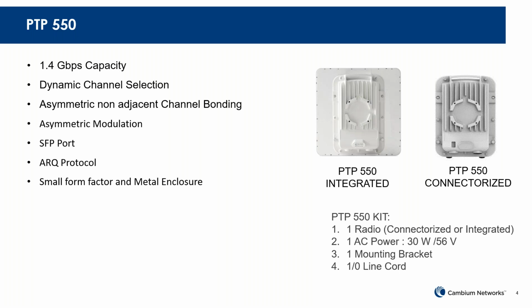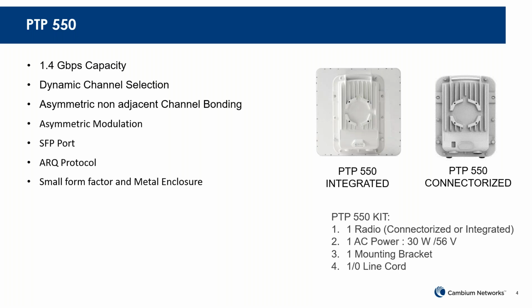Very interesting stuff. And the last one, you can see in the picture here, we have two radios. One is the integrated version with a 12-inch antenna built in. It's a 12 by 12, 23 dB antenna built in. And then we have a connectorized version, so you will be able to connect an external antenna if you need a higher gain system.